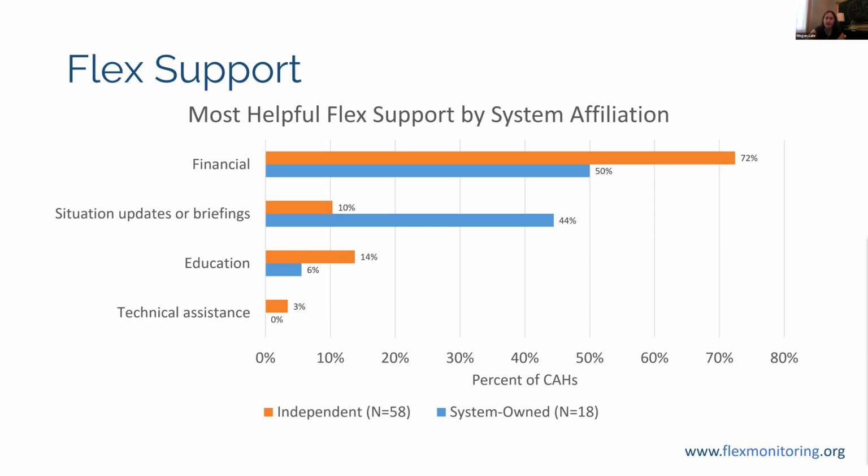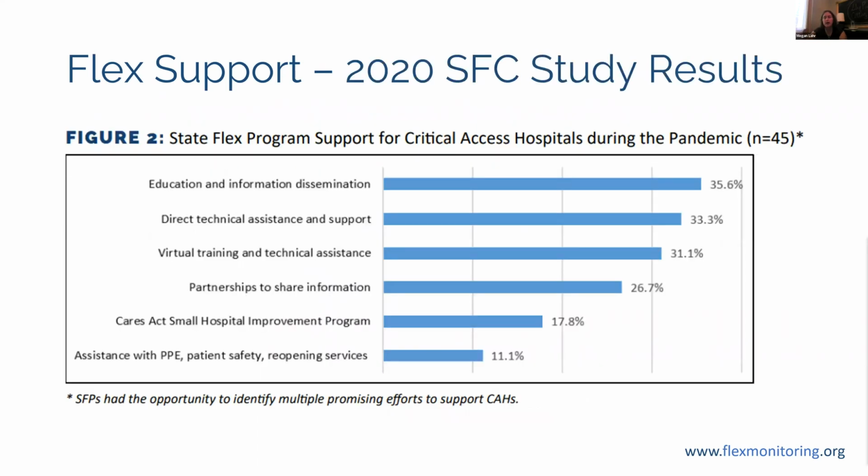And same looking at the situational updates and briefings too, for the system owned, that really, again, stood out as what they said was the most helpful. And the same caveat with the financial. Again, we don't know exactly what that means, but I think the implications are there that folks are really looking to see what was most helpful from their state flex programs. We can go to the next slide, and this will continue this conversation.